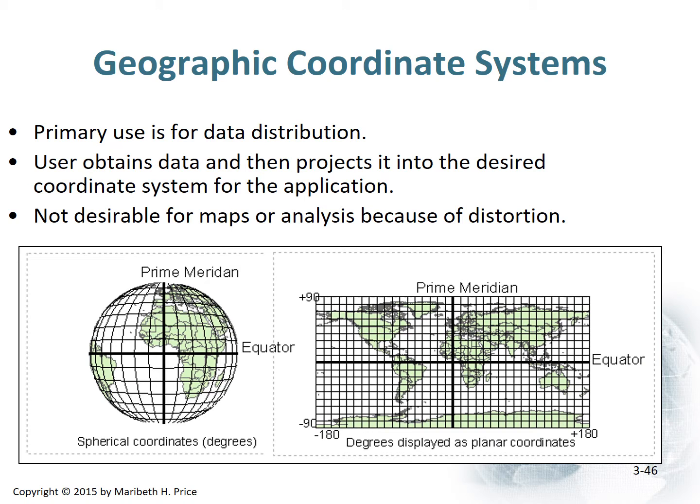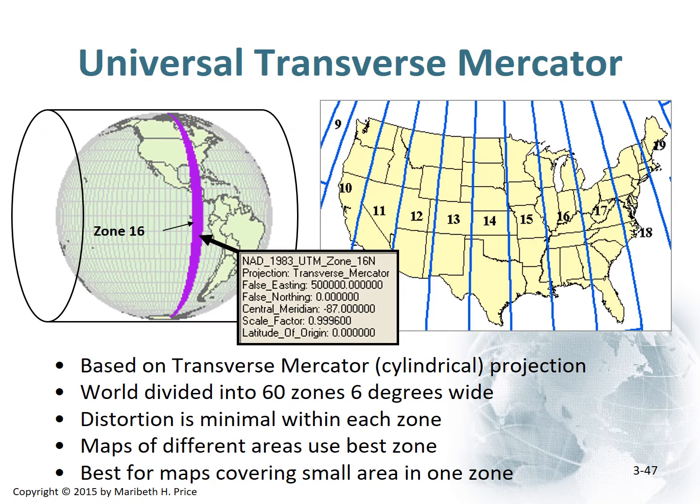Geographic coordinate systems are primarily used for data distribution. They're not desirable for mapping because they create distortion, and they should never be used for analysis. The UTM system, an important one, divides the world into 60 zones, 6 degrees wide. It does this because it's a transverse cylindrical projection. So you take the cylinder, instead of running it north-south, you run it east-west.